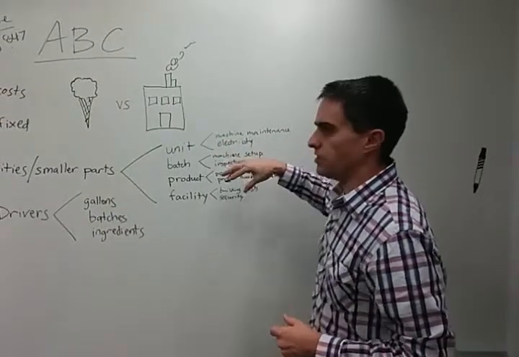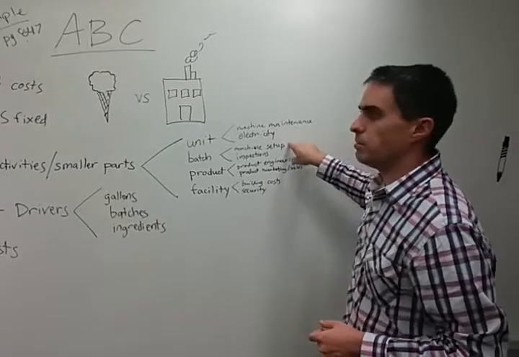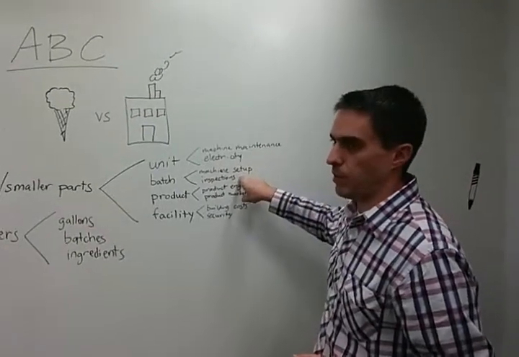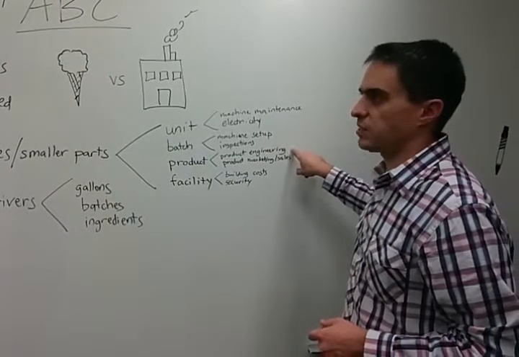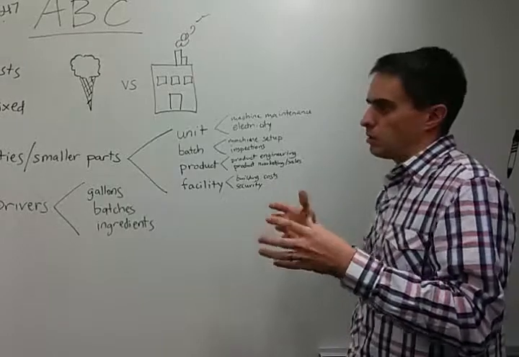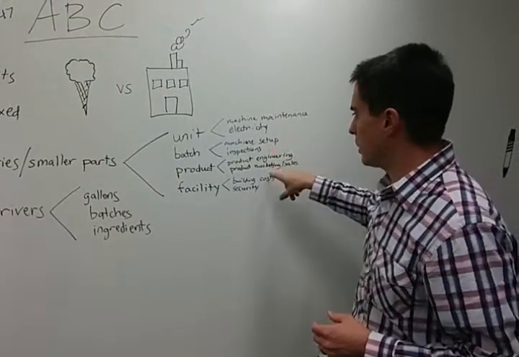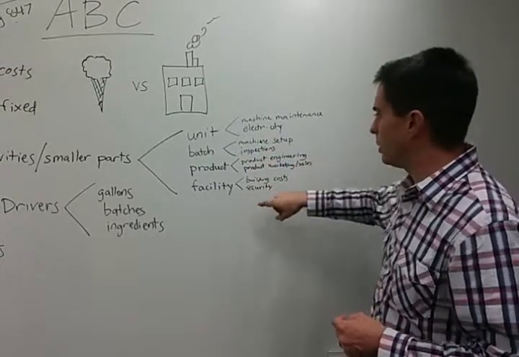Batch level is every time you run a big batch of ice cream. So you've got the machine set up, the machine takedown, any inspections that are happening along the way. Product level is more of the taste tester guy, the guy that's mixing up the flavor for the first time and making changes. That's kind of your product engineering. Any marketing and sales costs that are assigned to that product, you can put there.